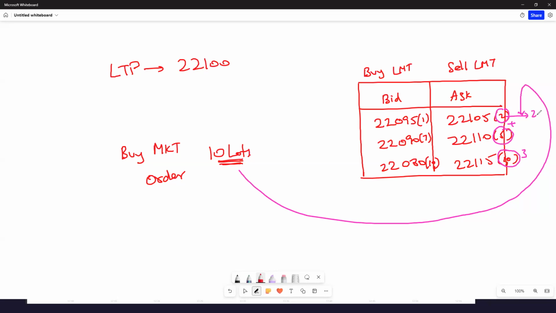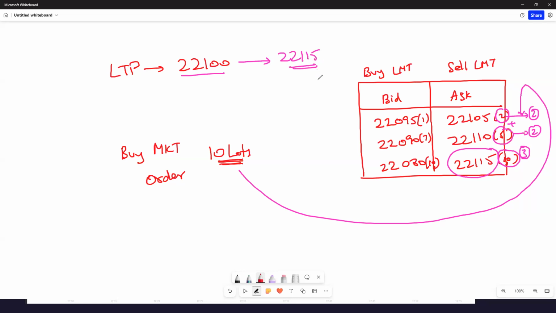So 2 lots will get filled at 22,105, another 5 lots at 22,110, and another 3 lots at 22,115, even though there are 10 lots pending there; the market order will take the liquidity of just 3 lots. So total 10 lots. What will happen? The price will instantly move from 22,100 to the latest price of 22,115. So what is my last updated price now? 22,115. That becomes the last traded price.